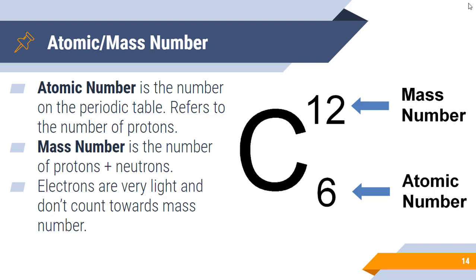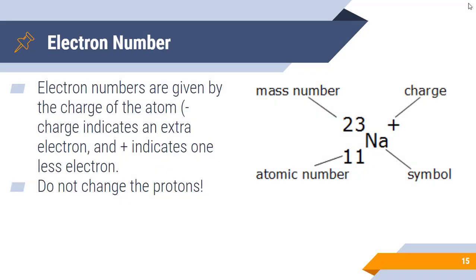Now, the reason we don't include electrons in the mass number is because electrons are very light. They don't count towards the mass number. Remember, they're almost 1/2000th the size of a proton. So the amount of electrons is fairly insignificant in terms of the total mass of the atom.